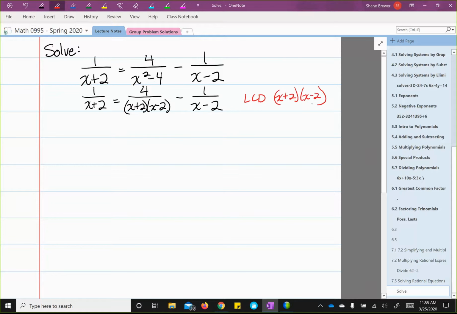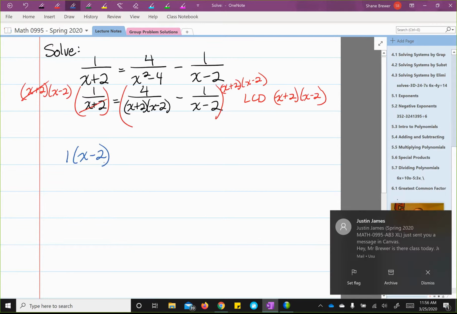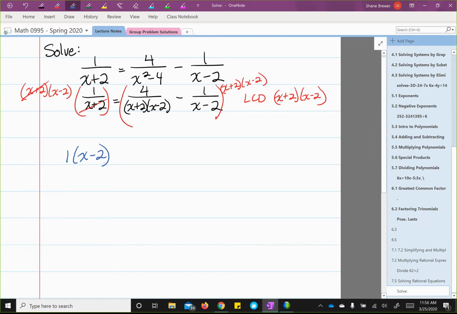So that's my LCD. That's what I'm going to multiply by: x plus 2, x minus 2. All right? So when we multiply that through, let's do the left side first. The x plus 2's are going to cancel. Bam, right? One from the top, one from the bottom. And that leaves a 1 times x minus 2. Okay? 1 times x minus 2.